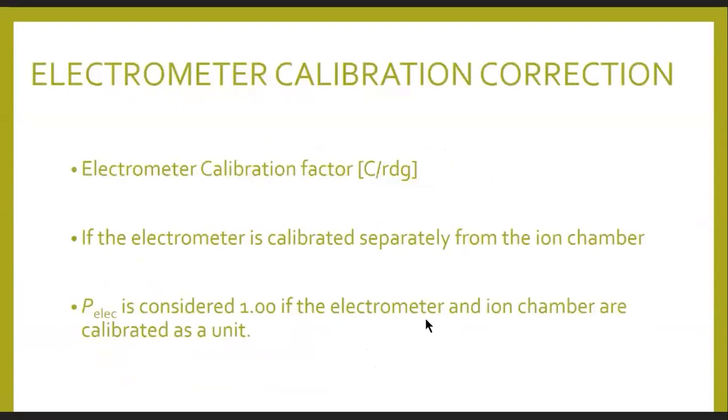The first one is the electrometer calibration factor or correction factor, which is applied if the electrometer is not calibrated with the ion chamber. Most of our electrometers are usually calibrated with the ion chamber. So the correction factor for the electrometer is considered as 1 in that case.